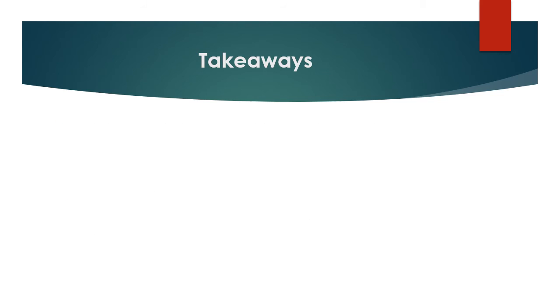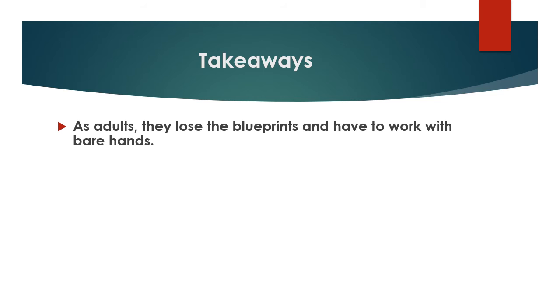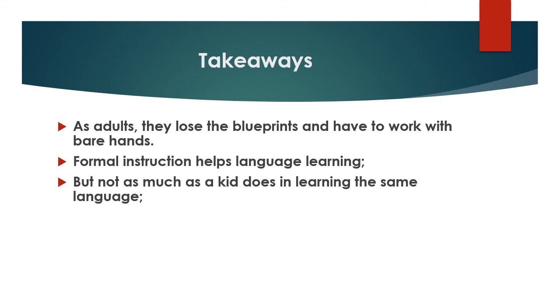When we become an adult, we tend to lose the blueprints that a kid has, and we have to work with bare hands to build our sound house or accent. And we lose the natural advantage that a kid has in learning a language. Formal instruction can help your language learning. You can go to classes and benefit from it, but not as much as a kid does in learning the same language. So the age makes a difference.